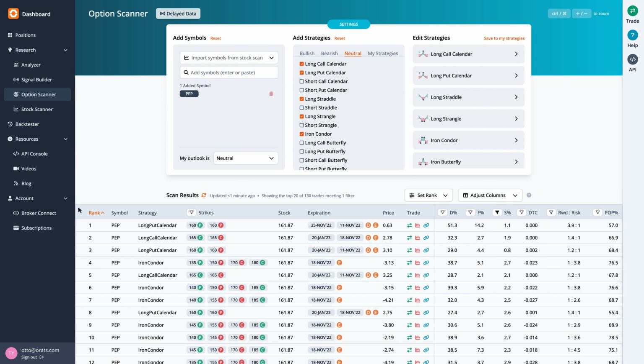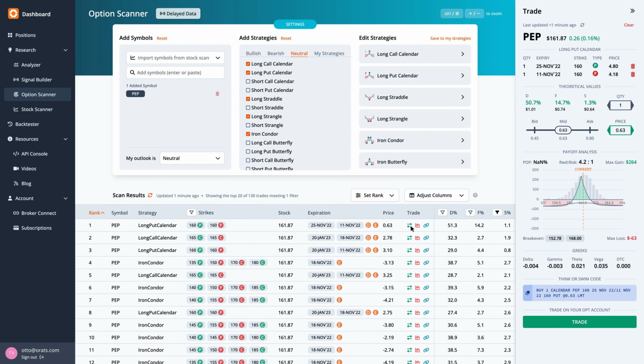The highest ranked trade is a long put calendar with strikes at 160, expiring on Friday, November 25th and Friday, November 11th, for a debit of 63 cents. By pulling up the trade, we can see the theoretical values in more detail.